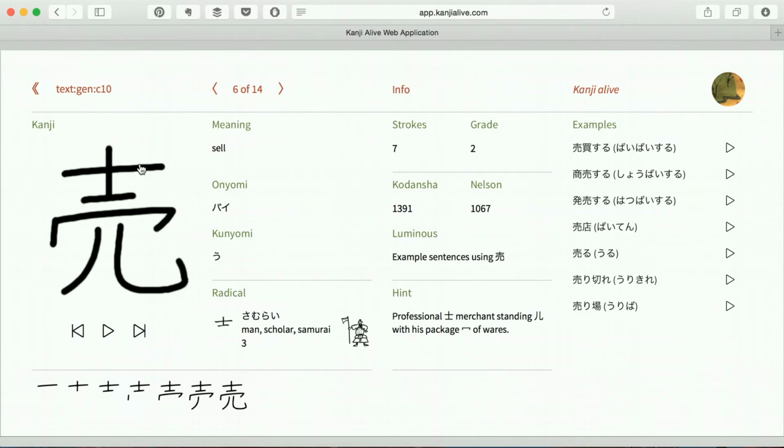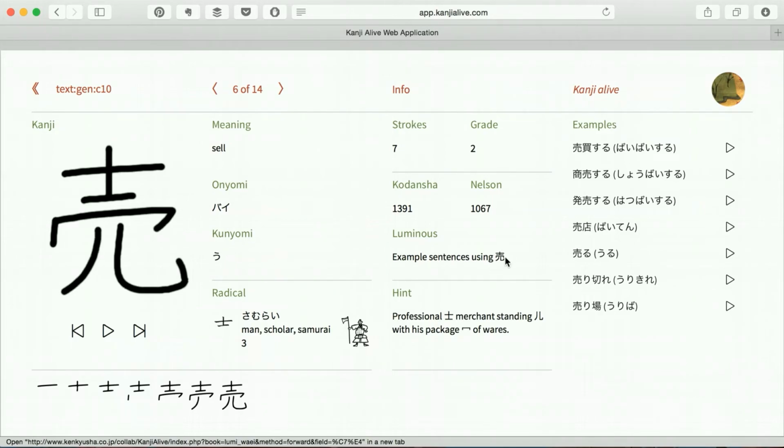This looks similar to the do of doyobi, but notice that this horizontal line is longer than this line. With doyobi, I believe it's the opposite. So the radical for this is the samurai, man, scholar, samurai. And the hint: a professional merchant standing with his package of wares. If that works for you, that's wonderful.